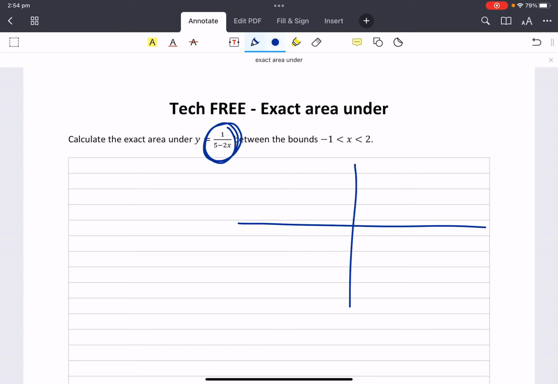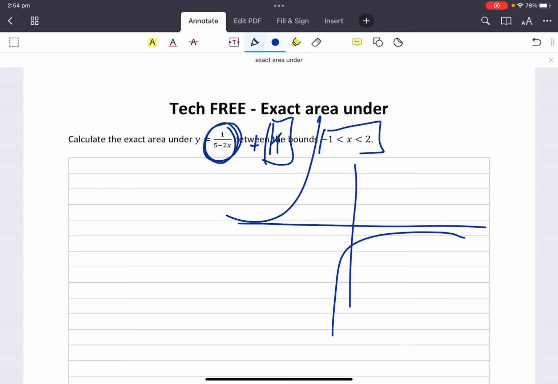We've got to recognise that as a hyperbola, and you can see that there's no plus k. So that means it has not moved up or down, which means it could be like that. It could be like that. It could be any way. But it has not cut the x-axis, so we don't really need to break up this domain at all.